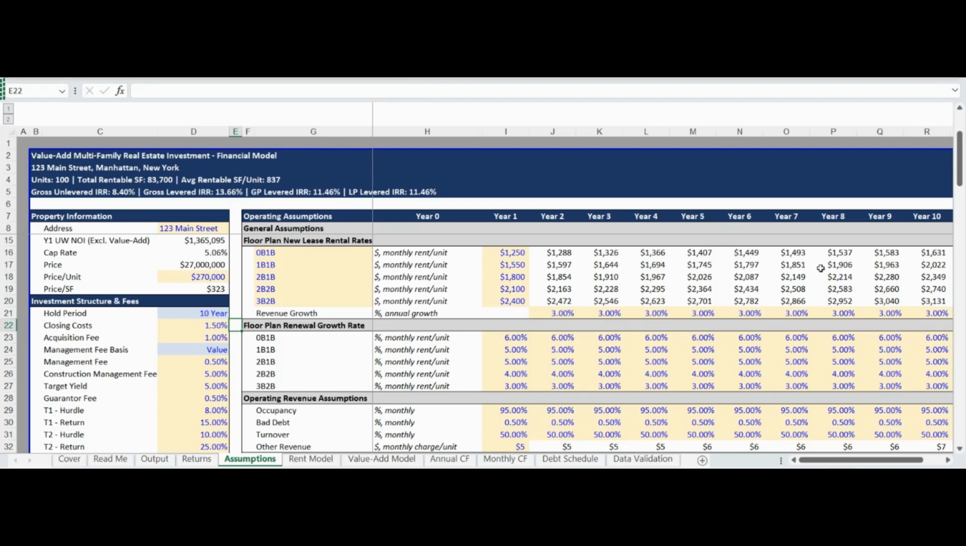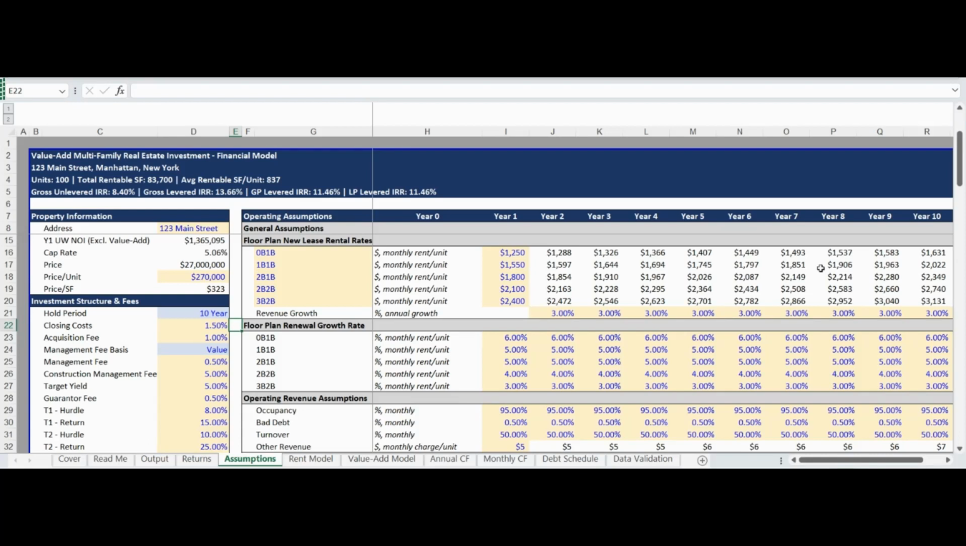Not all leases will turn over annually to the new lease rate, so renewal rent increases need to be input. The forecasted renewal increase percentage by floor plan by year is input, which will be applied to the in-place rental rate based on the turnover assumption. The revenue assumptions conclude with inputs for occupancy, bad debt, turnover, and other revenue.